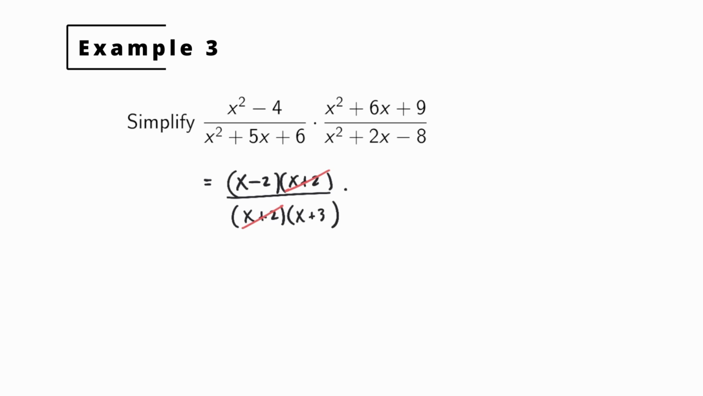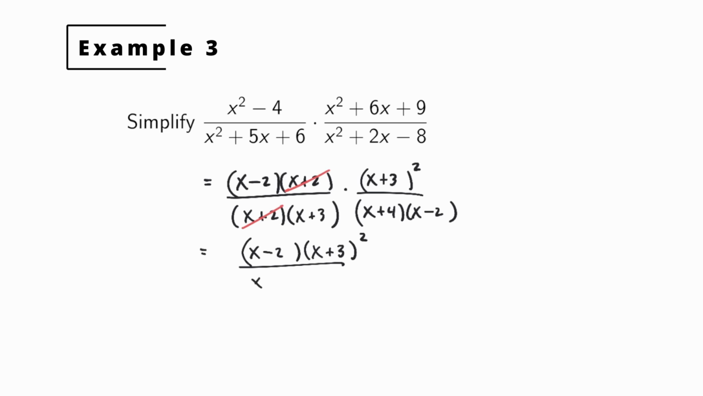In the second rational expression, x squared plus 6x plus 9 is a perfect square. It will factor into x plus 3 squared. And in the denominator, x squared plus 2x minus 8 will factor into x plus 4 times x minus 2. And now we simply multiply across. So we're left with x minus 2 times x plus 3 squared over x plus 3 times x plus 4 times x minus 2.